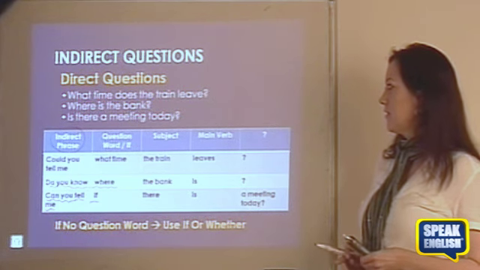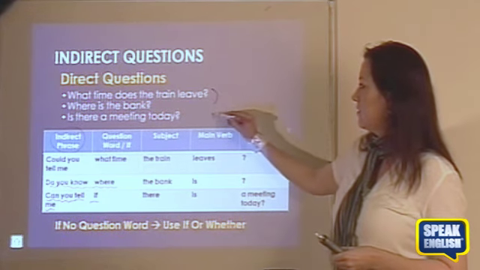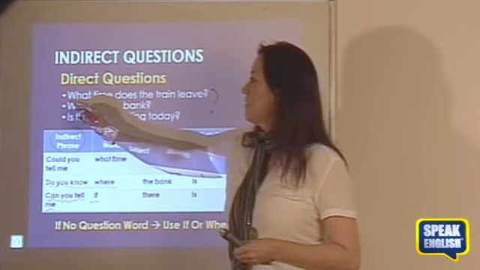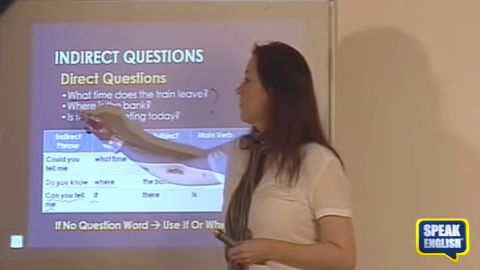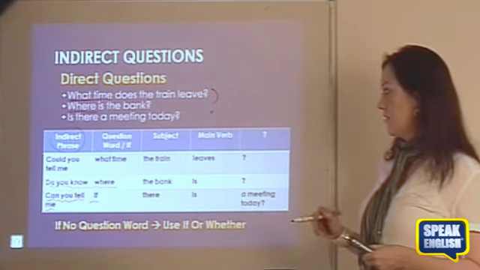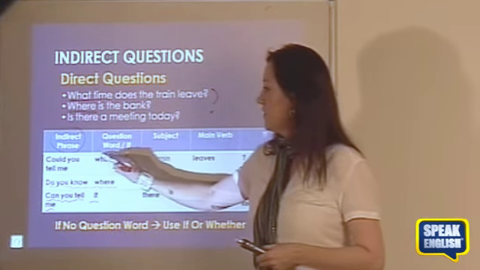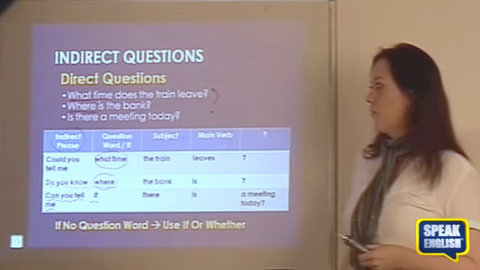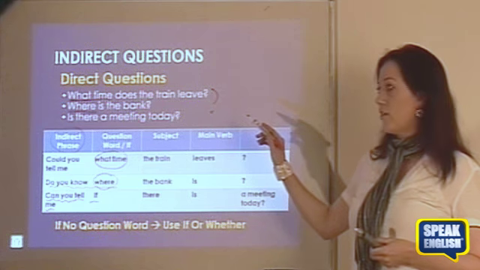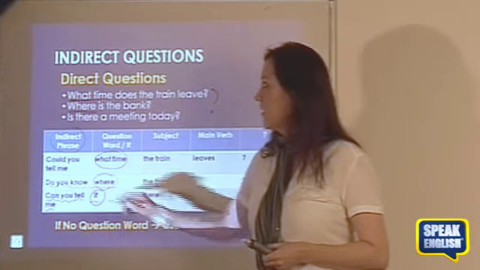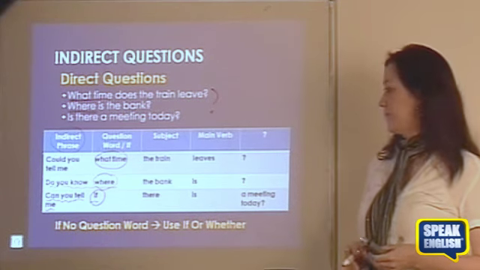Now there's a difference between these two questions and this one. These two questions start with a question word. And when we change them to indirect questions, the question word is used after the indirect phrase. When there is no question word at the beginning of a direct question, we use if in the middle of the indirect question.